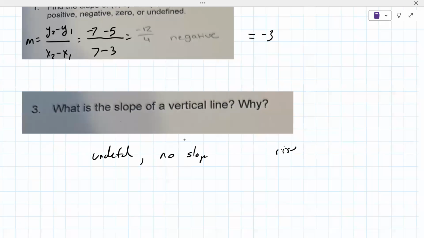It goes back to the definition, the rise over the run. There's rise, but no run. No run means you're dividing by zero. Dividing by zero is probably the worst thing you can do in math. That's very bad. So there's no run, you could say. Okay.